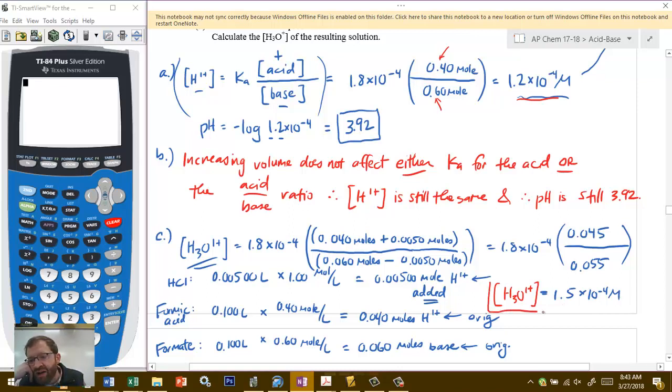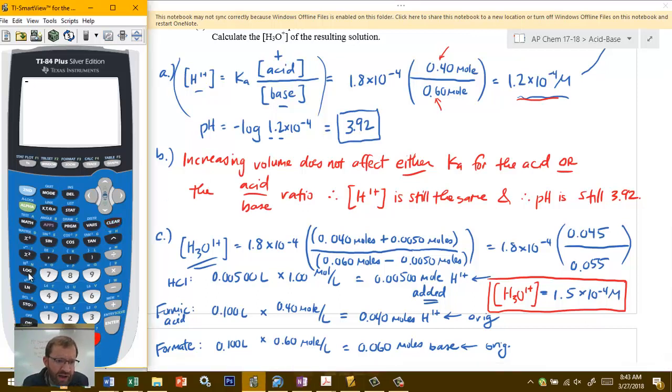We're not asked to find pH. We could. We would expect that our pH here would be slightly less than 3.92, more acidic. But for the sake of figuring it out, let's just quickly do that. So inverse log of 1.5 times 10 to the negative 4, and we get a pH of 3.82. So the pH has dropped by 1/10 of a unit.